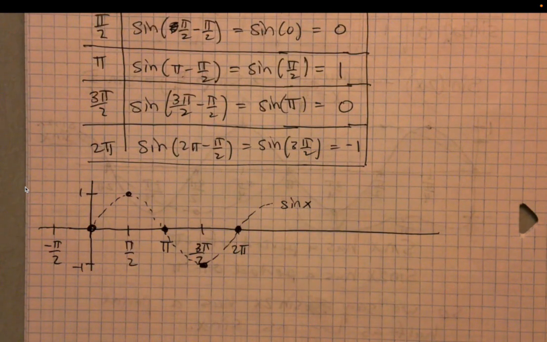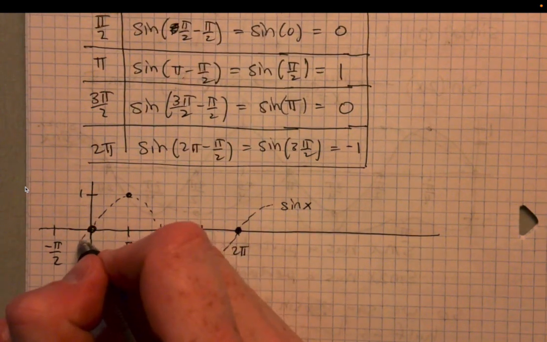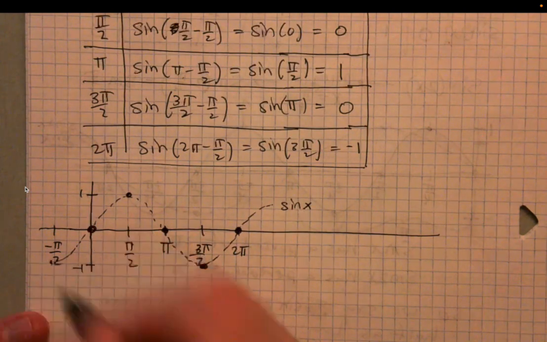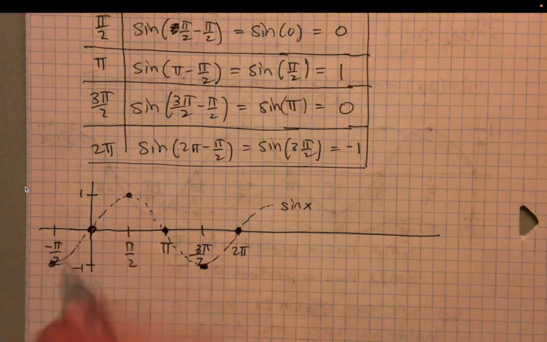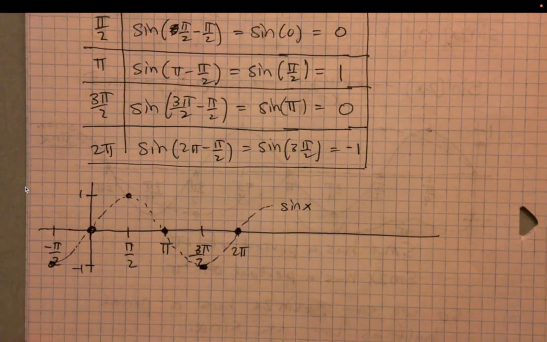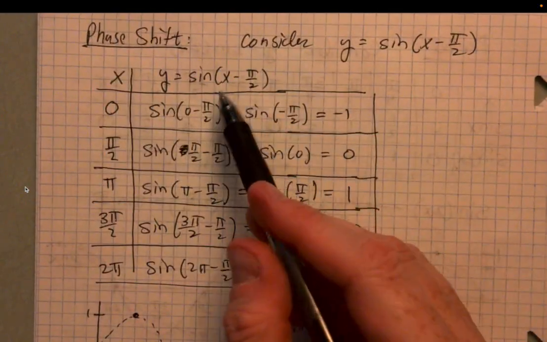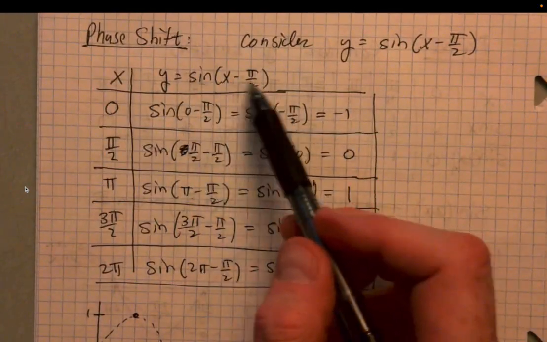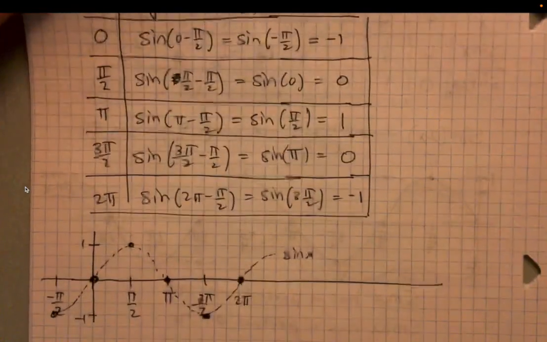All right, that's the normal function that we're all used to. And we know over here it kind of comes like this. Now what about the sine of x minus pi over 2, instead of the sine of x? Well, we've got the values here.